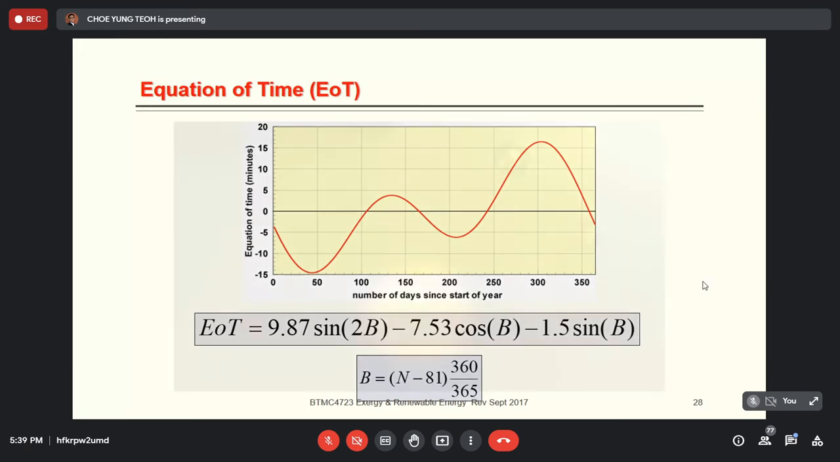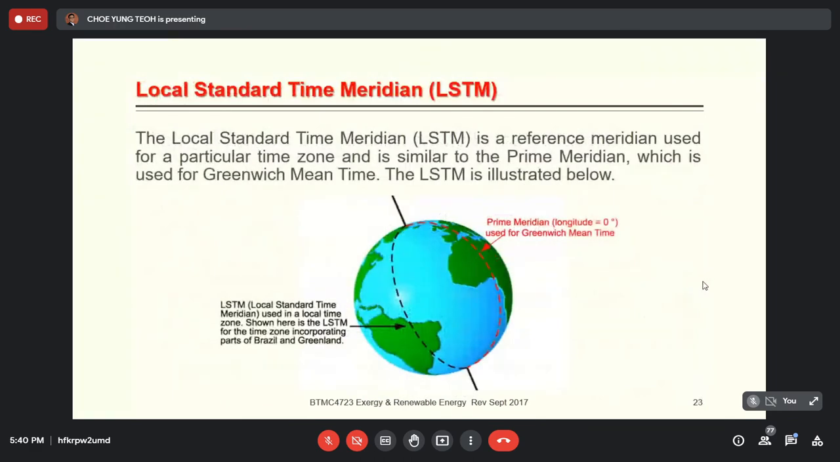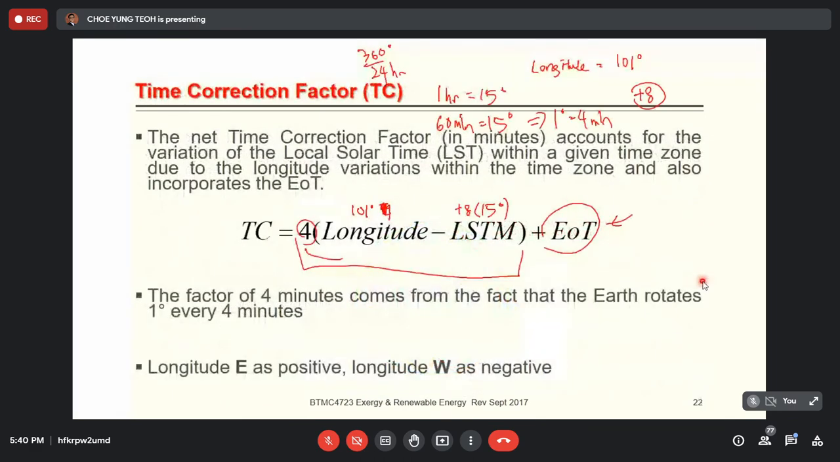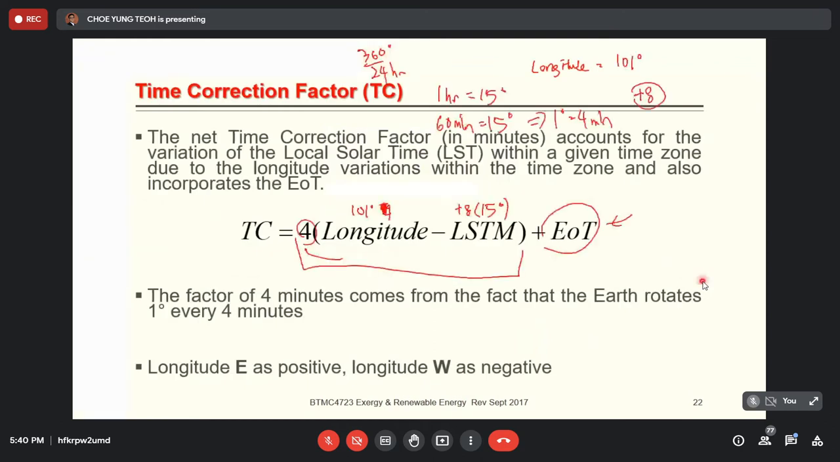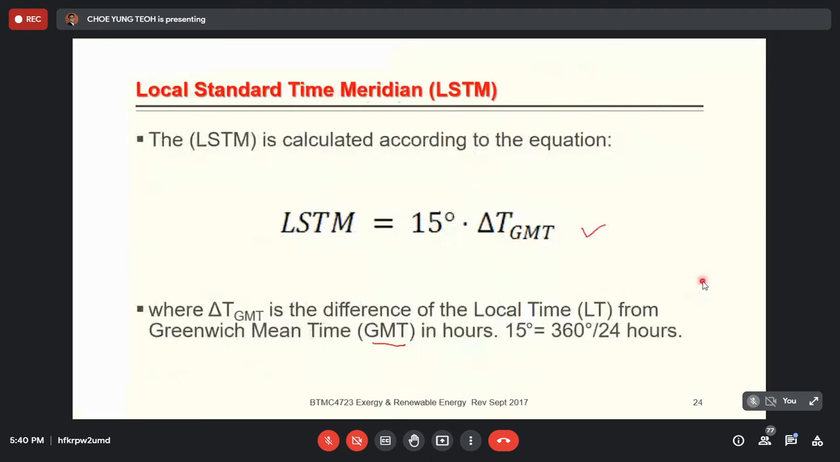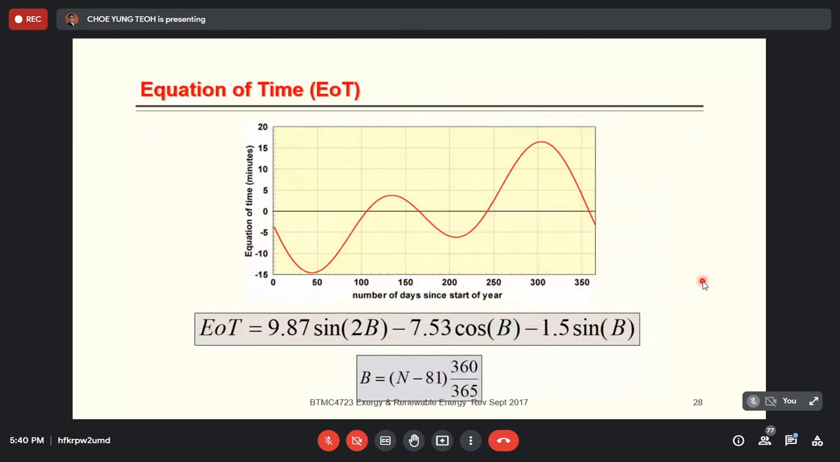Now we're back to the conversion. So LST equal to LT plus TC over 60. But the TC is referred to as 4 times longitude minus LSTM plus EOT. And the EOT has another equation. Yeah, this is the equation for EOT.